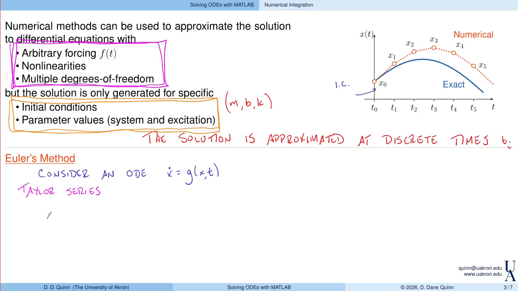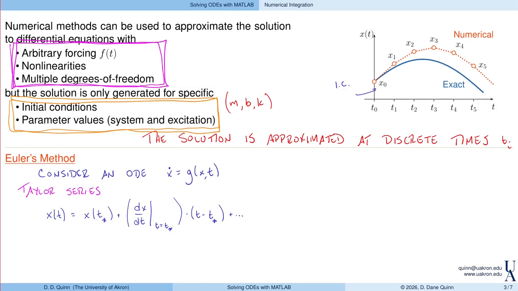Then any function, say x of t, which would be the solution to this differential equation, can be expressed as x at some time, say t star, and then we have the derivative of x with respect to time evaluated at t equals t star, times t minus t star. So again, t star is some arbitrary time, and I can write out a Taylor series for this function. And of course, there are higher order terms, so quadratic and cubic and whatnot.